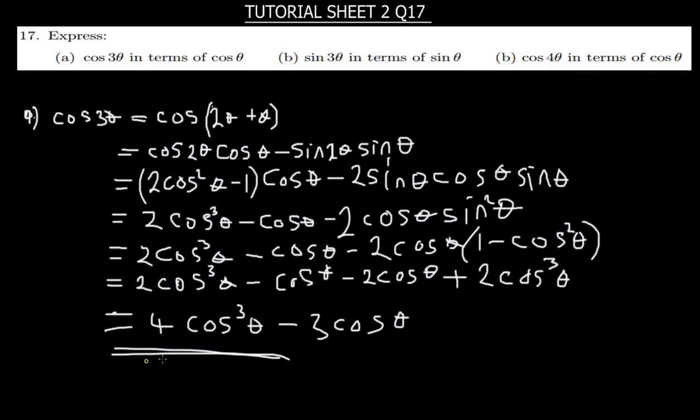We move on to the next question. The next question is also straightforward, it's also simple. So we move on to question B. Question B is saying express sine 3 theta in terms of cos theta. So sine 3 theta, again, we can write it as sine of 2 theta plus theta, like that.